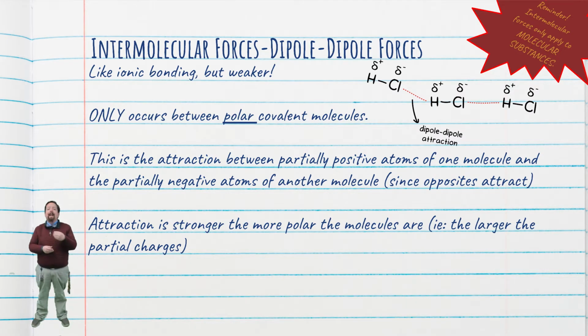The partially negative side of one molecule will be attracted to the partially positive side of another. The larger those charged sides are, the stronger this attraction will be. This is incredibly weaker than any actual type of bond, but it's a fairly strong type of intermolecular force. As such, polar molecules tend to form solids with higher melting points than nonpolar molecules do.